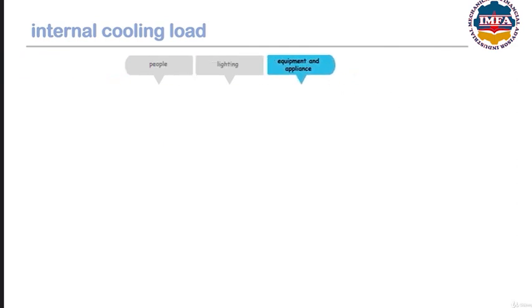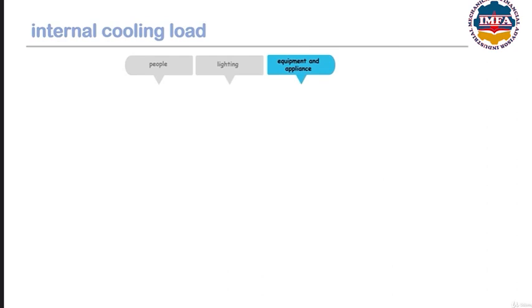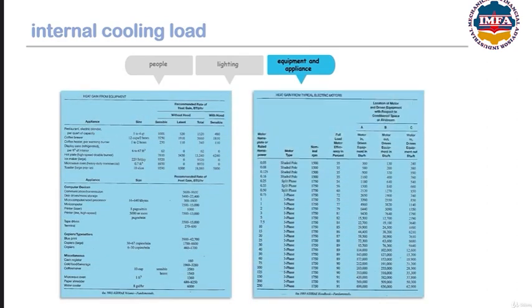And finally, the internal cooling load for equipment and appliances used in the conditioned space must also be calculated. We again use the same formula to calculate the cooling load and all the terms are the same. Mostly, these values are found from charts and tables provided by ASHRAE. Also, many times the value of cooling load due to equipment and appliances is directly given by the client or architect, which can be obtained while doing the building survey.